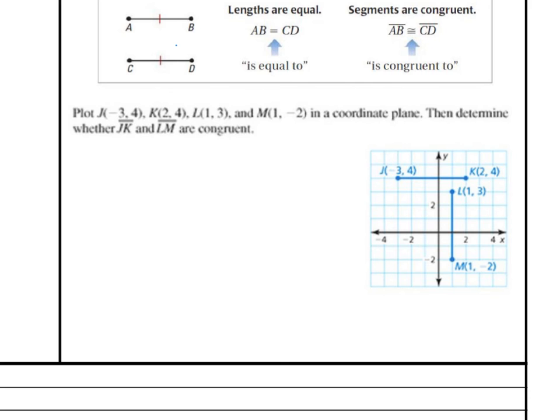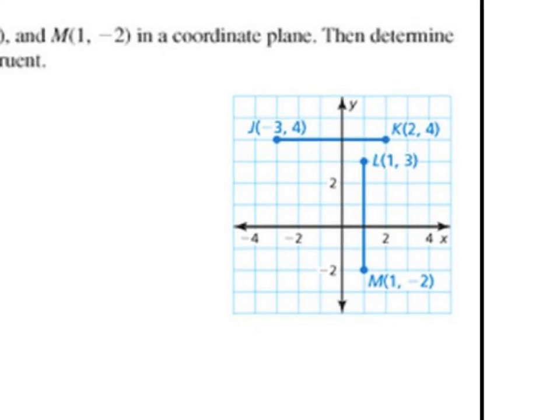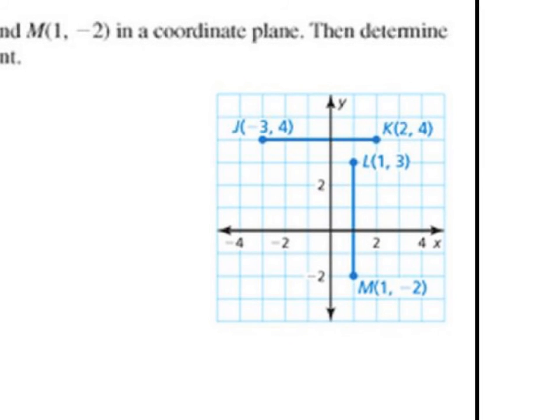This example says plot those points, lucky you. It's already done for you. Then determine whether segment JK and segment LM are congruent. Let's find the lengths of those. How can we figure out the lengths? Oh, let's just count. 1, 2, 3, 4, 5. Since it's a horizontal line, you just got to count. And then do the same thing for the vertical segment. 1, 2, 3, 4, 5.